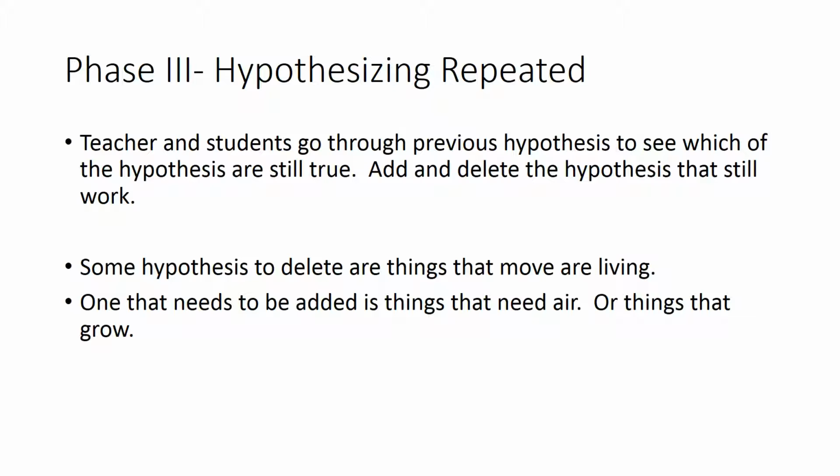The teacher and students go through the previous hypothesis answers to see which of the hypotheses are still true, and add and delete the ones that need to be worked on. Some that may need to be deleted are that all living things move and non-living things do not. Some non-living things move through other means. One thing that may need to be added is living things need air, or living things may grow.